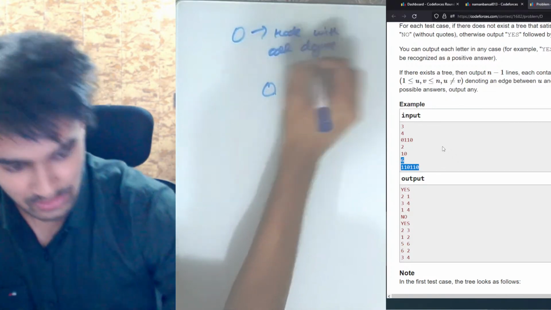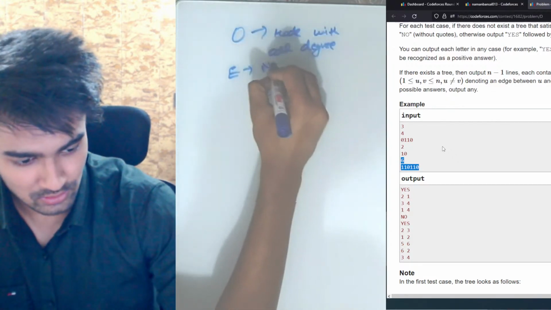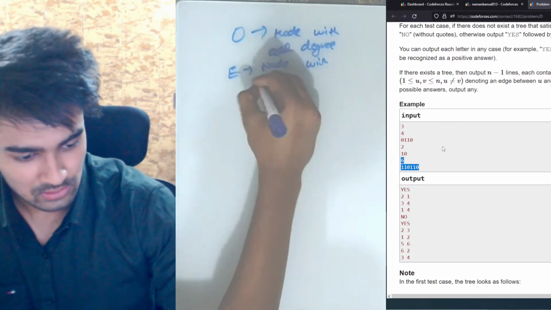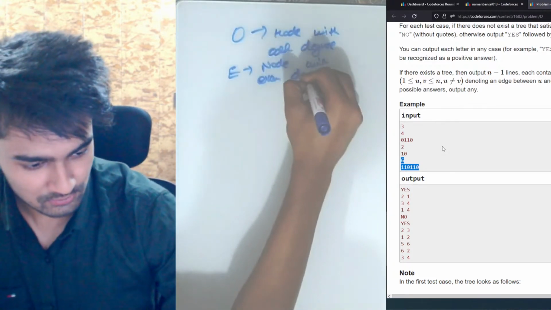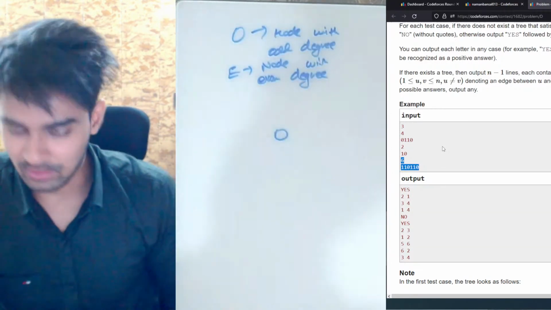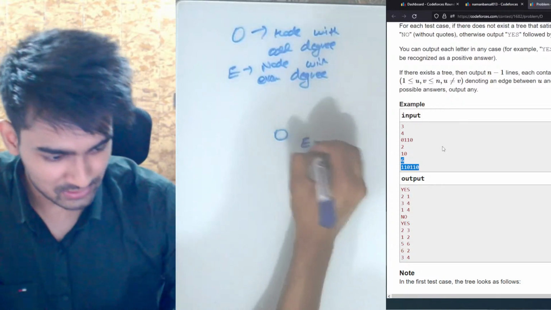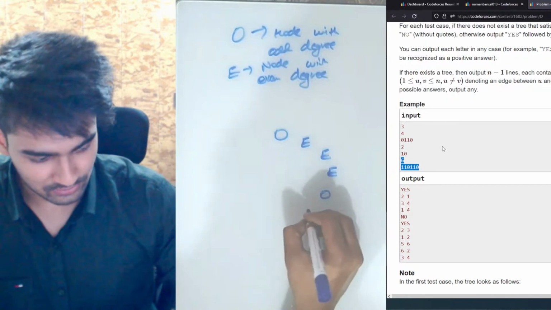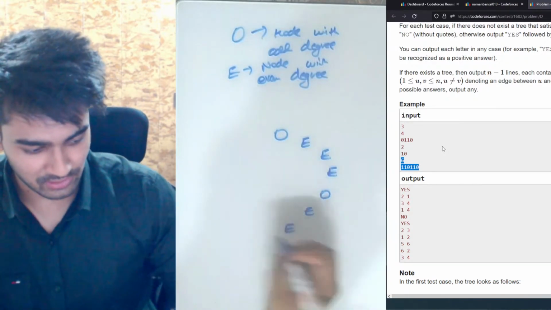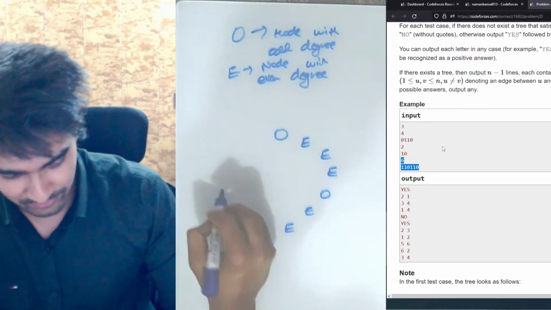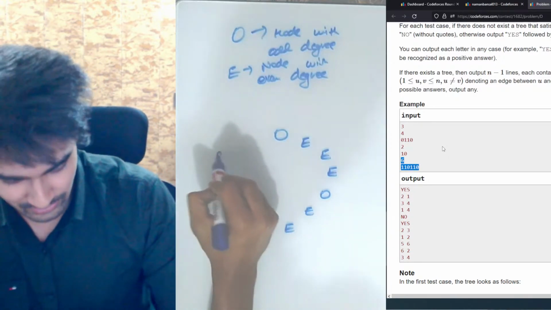and E means a node with even degree. Now let's say we have an odd degree node here. Then we have some even degrees. Then again we have some odd degree. Then again we have some even degrees. Then we have an odd degree. Then again let's say we have an odd degree. Then we have some even degrees. Then again an odd degree.